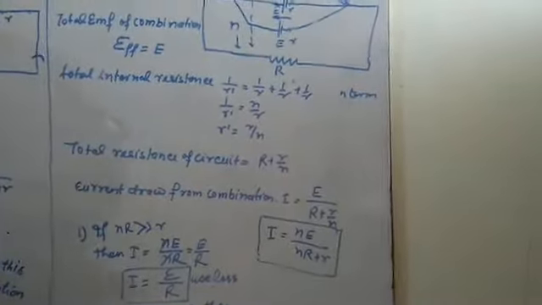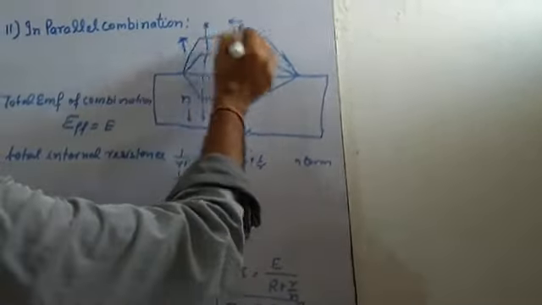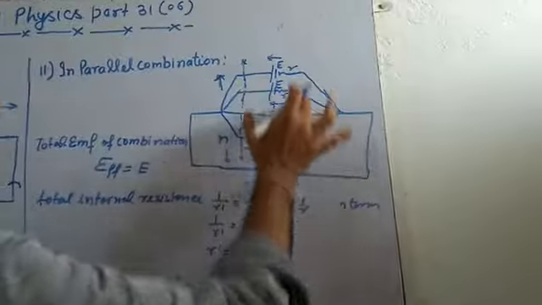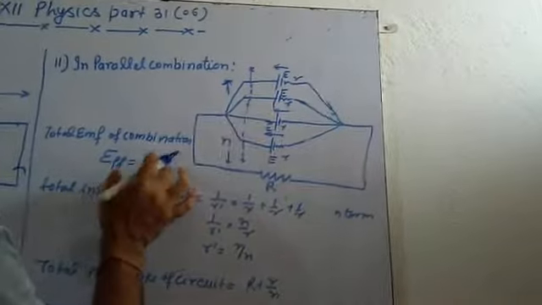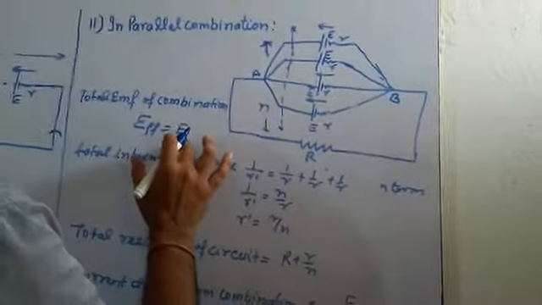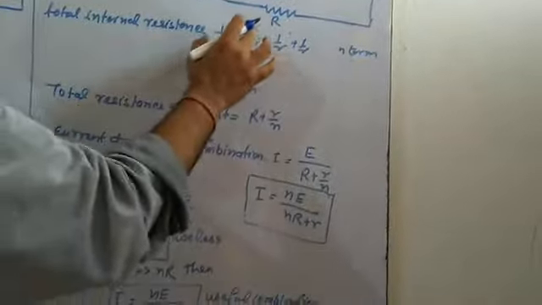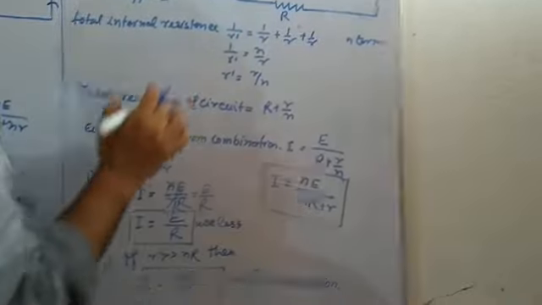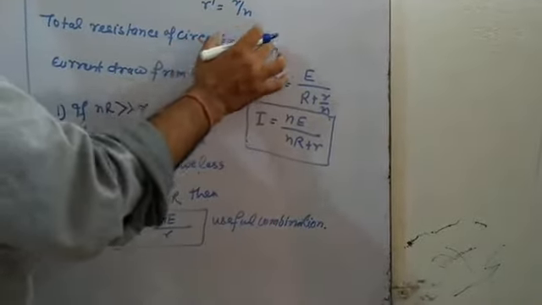Now come to the next topic, parallel combination. In parallel combination, I have taken n cells, each of internal resistance r and EMF capital E, connected in parallel, so that the total EMF of the combination remains E. Total internal resistance: 1 by r dash equals 1 by r plus 1 by r, n terms, that is 1 by r dash equals n by r, so r dash equals r by n. Total resistance of the circuit is R plus r by n.